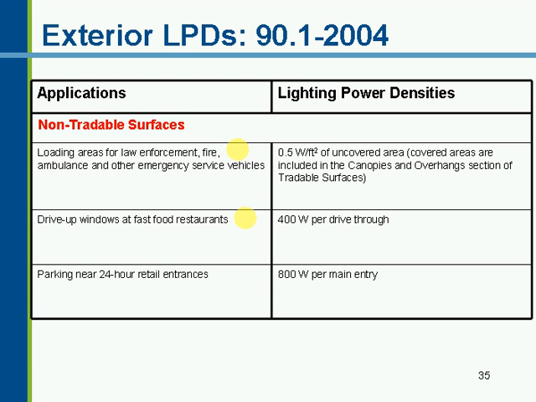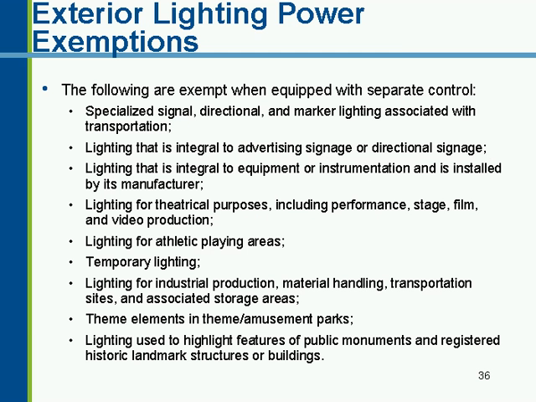And a final item, parking near a 24-hour retail entrance, you get a flat 800 watts for that main entry. Again, if you don't use it all there, you cannot use it anywhere else. We mentioned there were some exemptions to the exterior lighting power. This is the list, and again, these are exemptions such that when you're calculating the lighting power of your exterior design, your exterior application, these do not have to be counted.